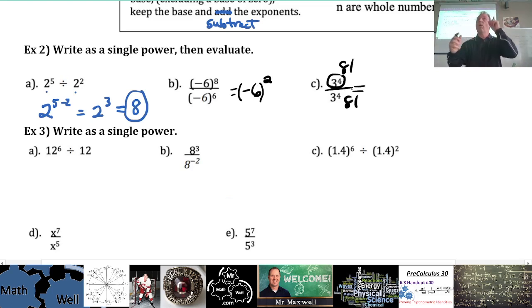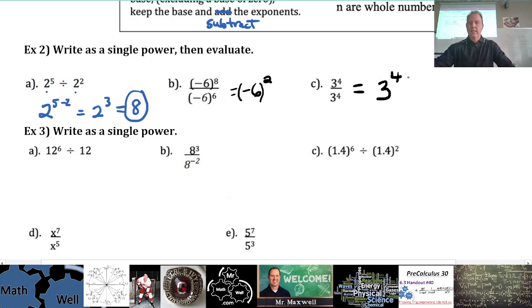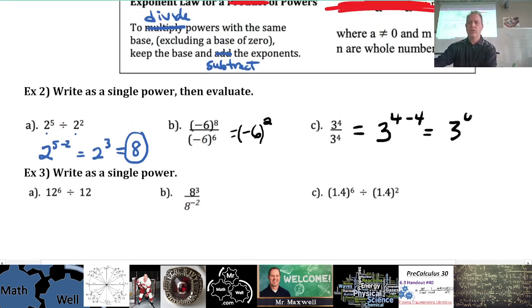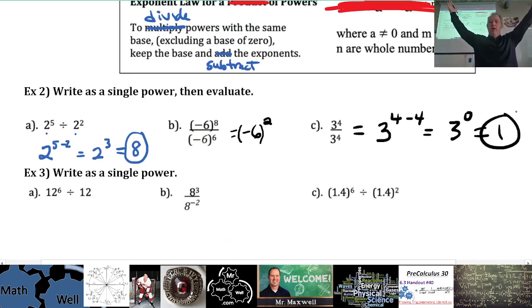So what is a number divided by itself? 1. That's always 1. Well, I don't know if that fits with our rules here. What do you think? This is going to be a base of 3, and then what I would have to do according to the rules is take 4 and subtract 4. That's going to be 3 to the power of what? 0. Is that 1? We learned that already. That is 1. Excellent. 81 divided by 81 is 1.